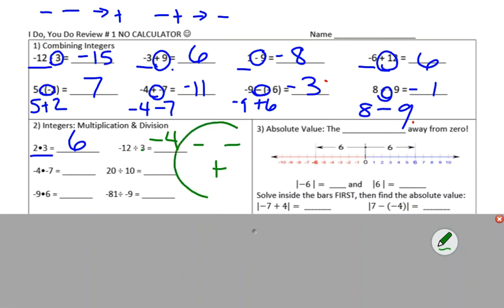So we have, again, our sleepy old man, a -4, so we're going to cross off a -4, and a -7, cross off a -7. Okay, so -4 times -7 is going to be a positive 28. 20 divided by 10, those are positives. So what is 20 divided by 10? Just 2.